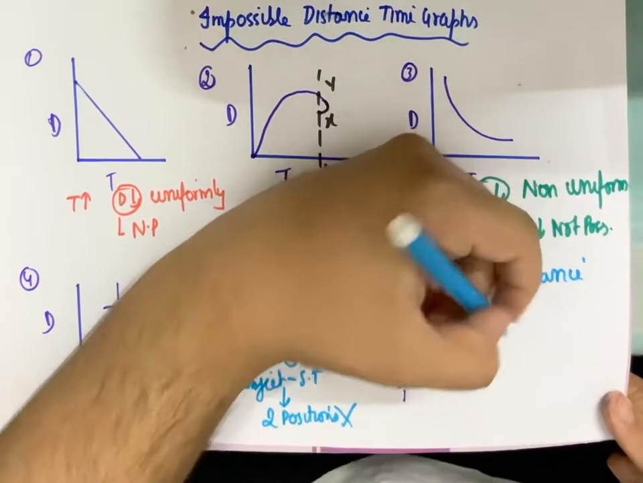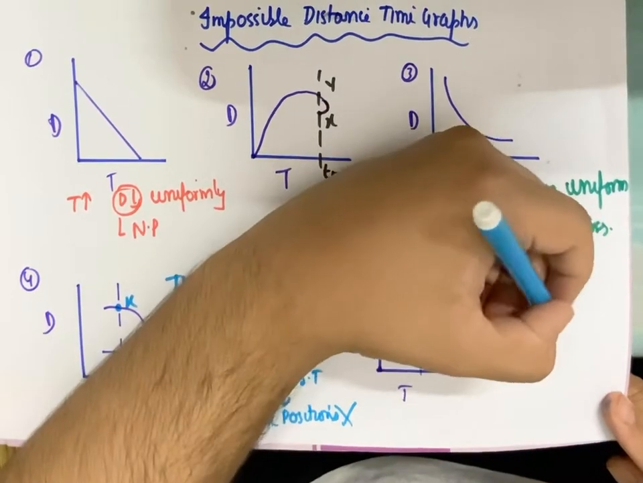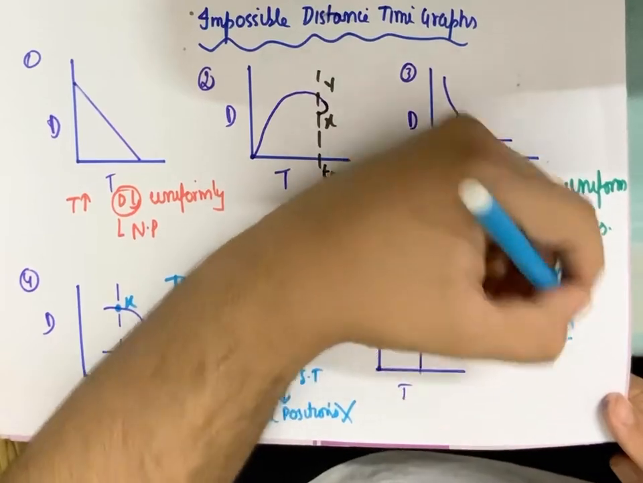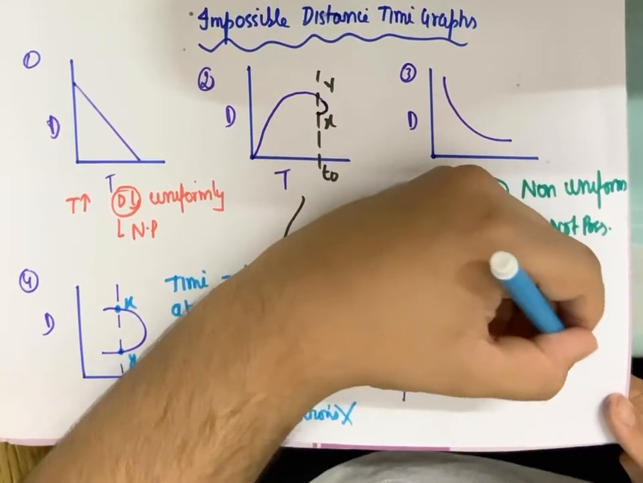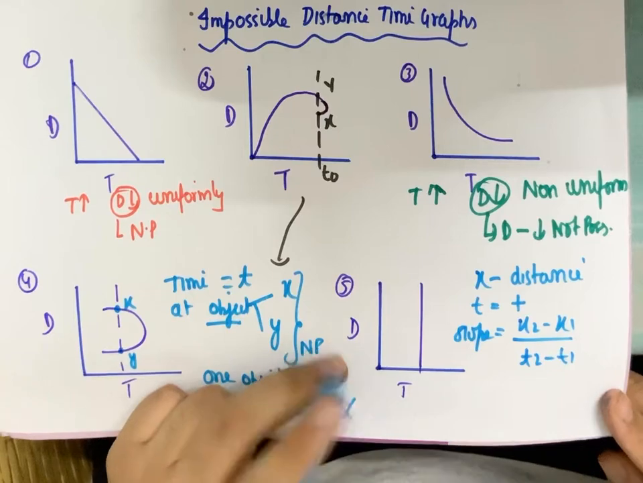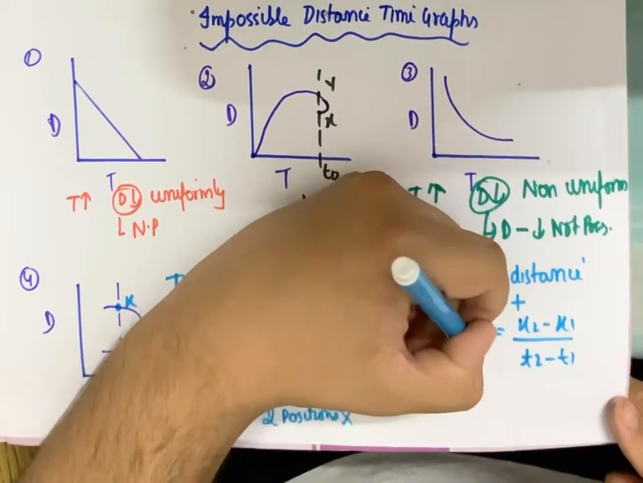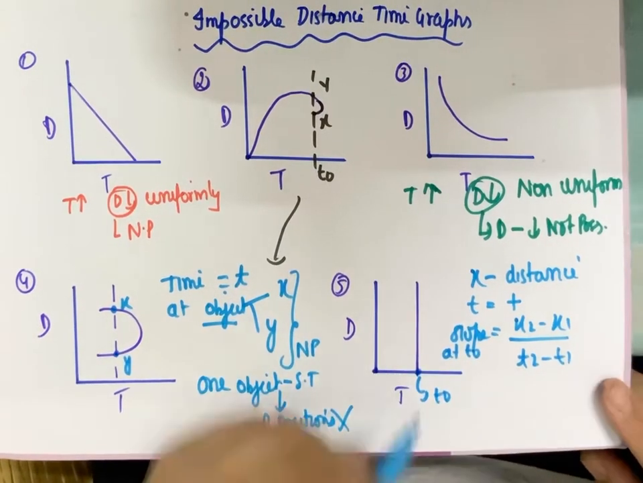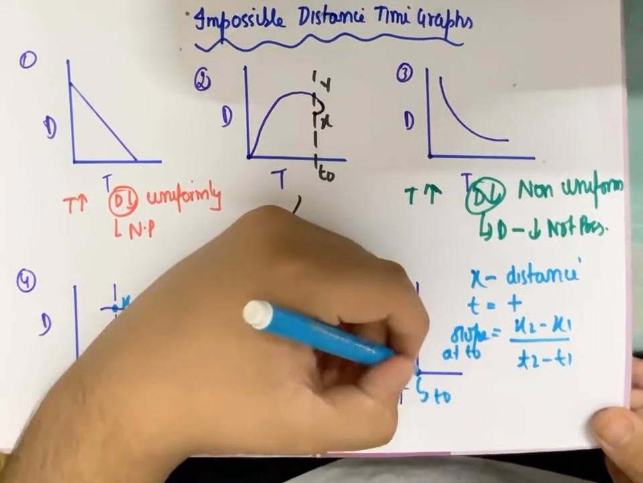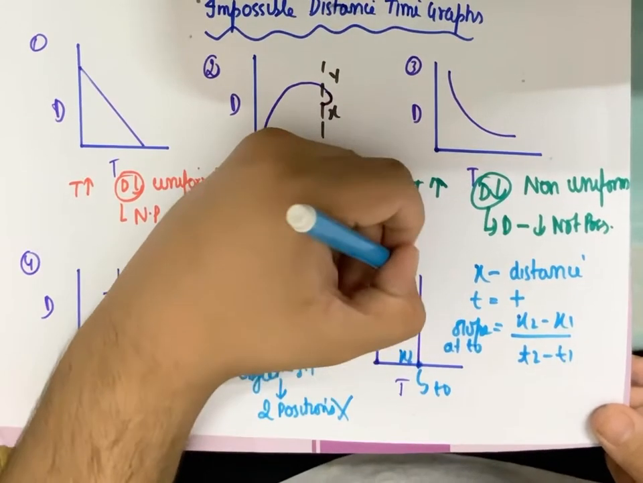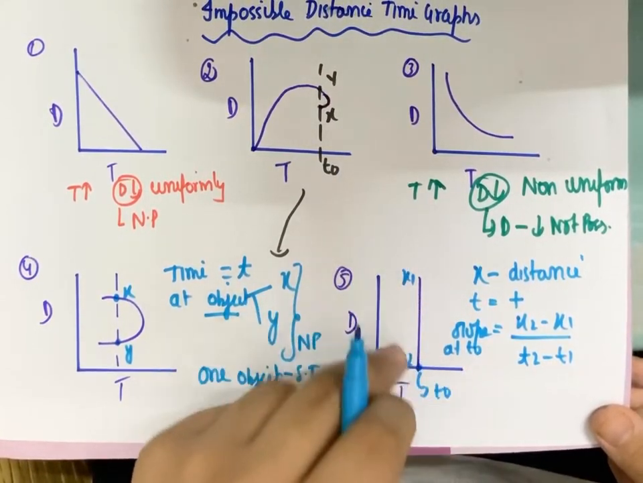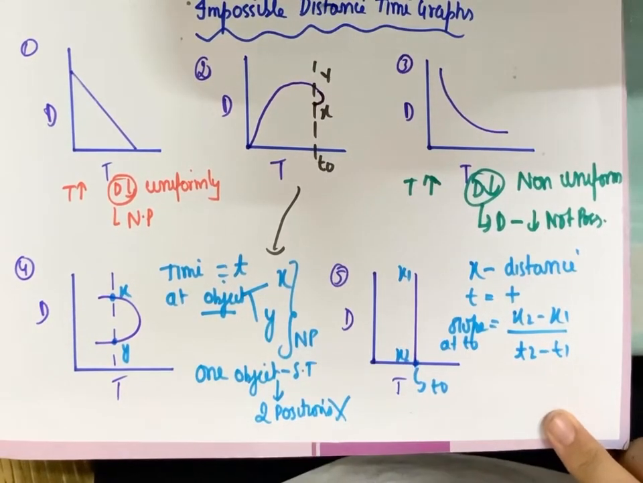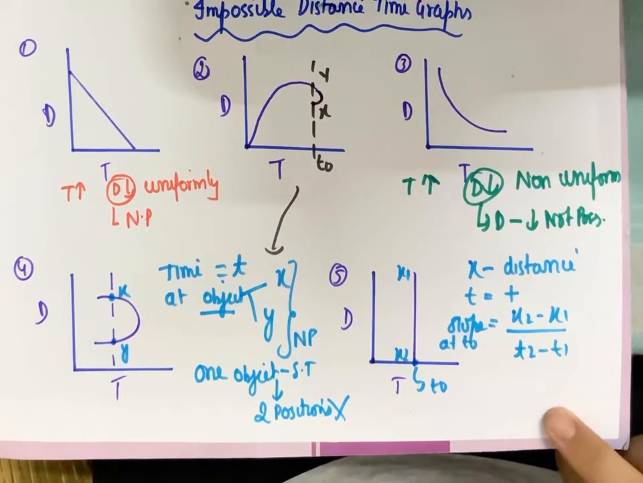Let's find the slope of this graph. The slope of this graph is x2 minus x1, d2 minus d1, which is distance x, upon t2 minus t1. Okay, I am taking this time as t naught, so I am finding the slope at t naught. Now at t naught, it is at x2 also. Suppose this distance is x2 and this distance is x1. The object is at the same time having distance x2 also, x1 also. But the time is the same because the object is at only one time and it is having such a huge infinite distance.